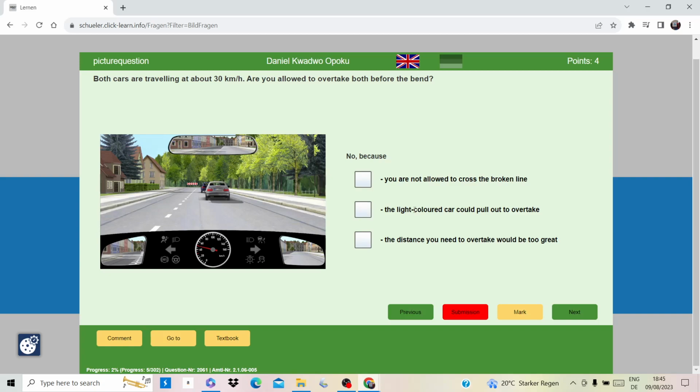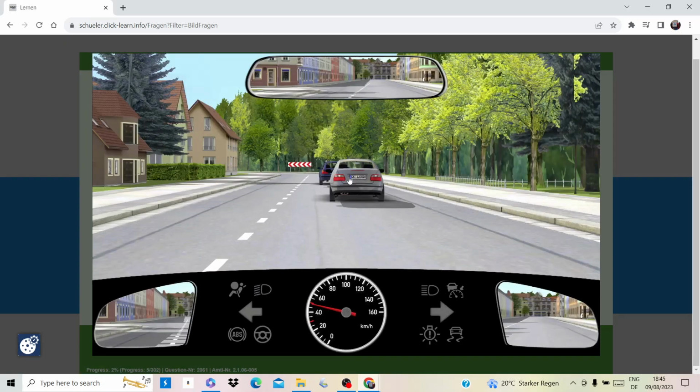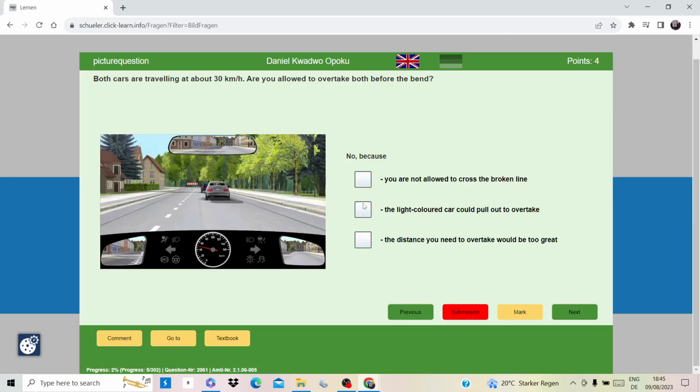The light colored car could pull out to overtake. Am I allowed to overtake before the bend? No, because the light colored car could pull out to overtake. Which one is the light colored? This one. It could pull out to overtake. Maybe it can come here to overtake. You understand? Before the bend. Therefore, I'm not going to overtake. So this is correct.